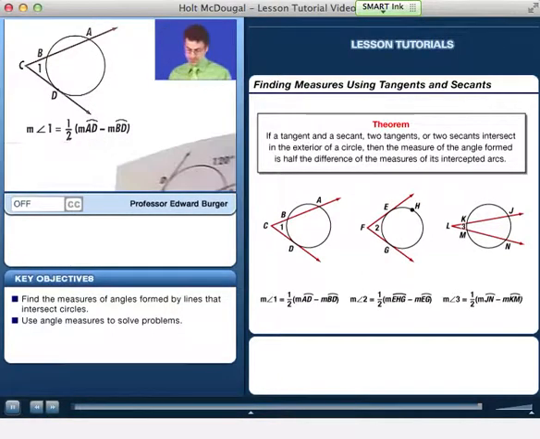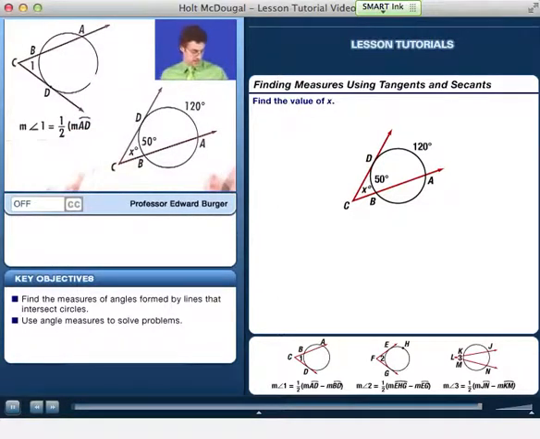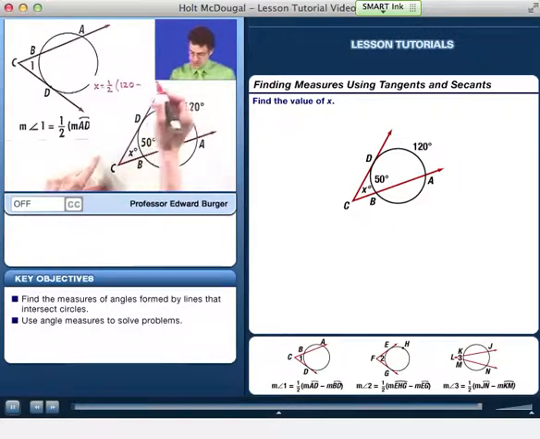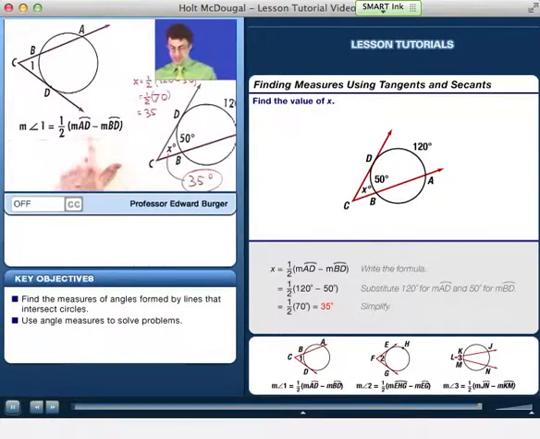Let's take a look at an example together. Here, our mission is to find the value of x, so find the measure of that angle. How do I do that? Well, I know the outer arc is 120. I know the inner arc is 50. And so x is going to equal 1/2 the measure of the outer arc, 120, minus the measure of the inner arc, which is 50. So what does that equal? That equals 1/2 of 70, which equals 35. And so this angle right here is 35 degrees. So you can see how easy it is to use this formula once you realize its significance.